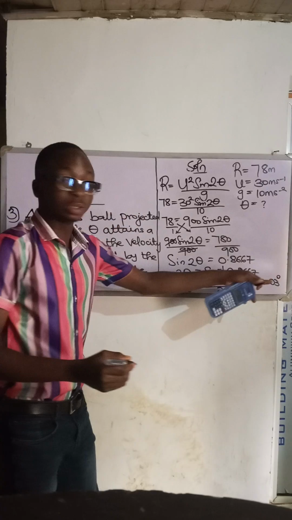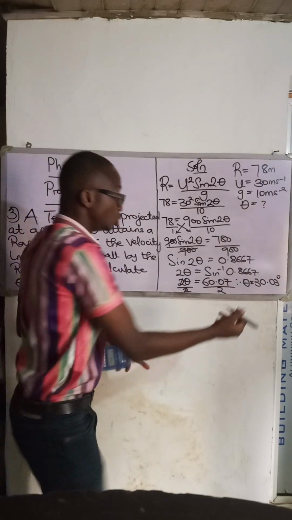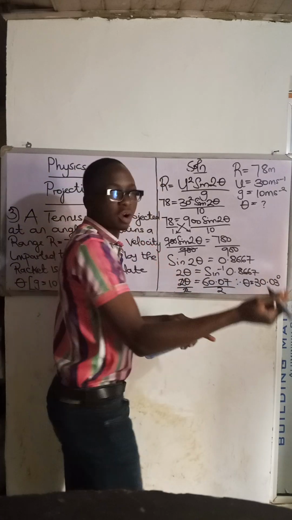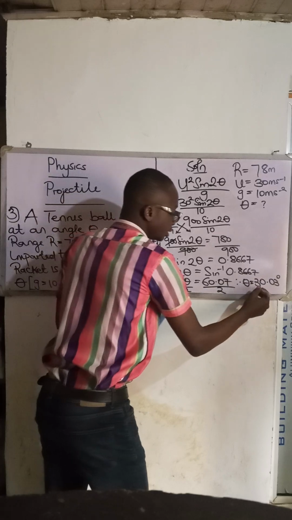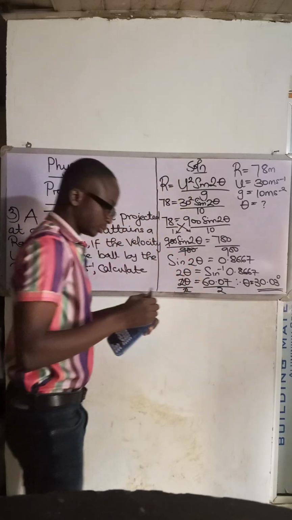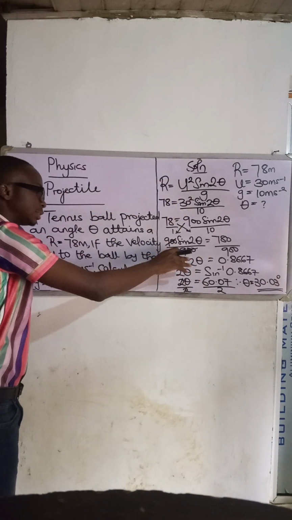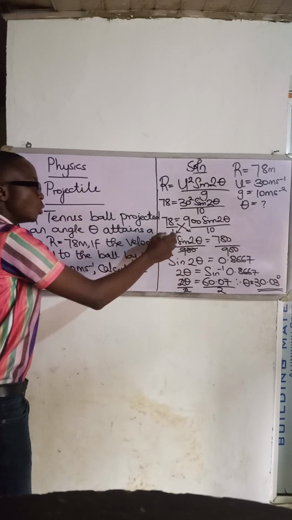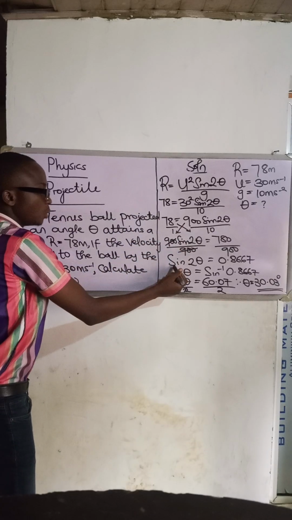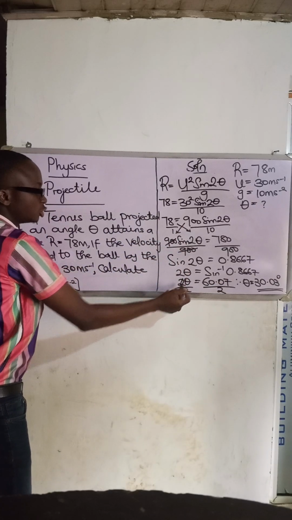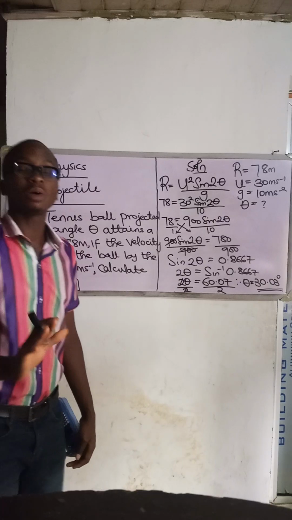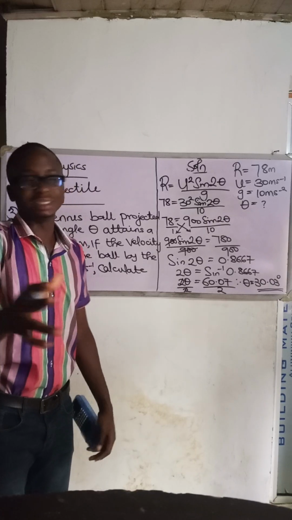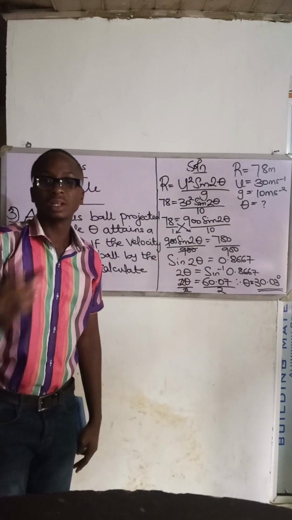Because you are asked to calculate for theta, whenever you're writing theta or an angle, you put degree. This is your final answer. Please follow these steps one after the other. When you get to this point, you divide both sides. When you get to this point, you take the sine inverse. When you get to this point, you divide by 2. That is how you solve questions on range when you are asked to calculate for the angle.